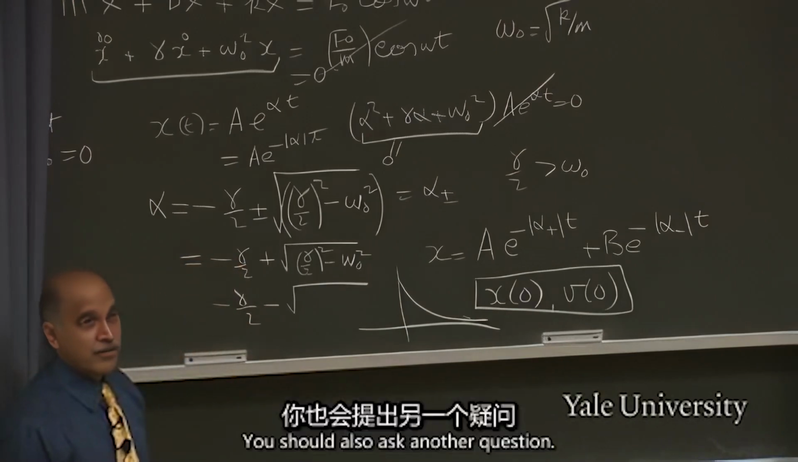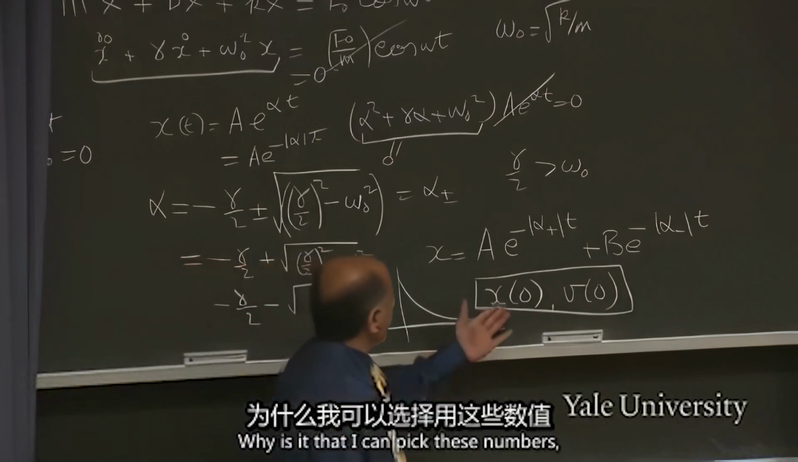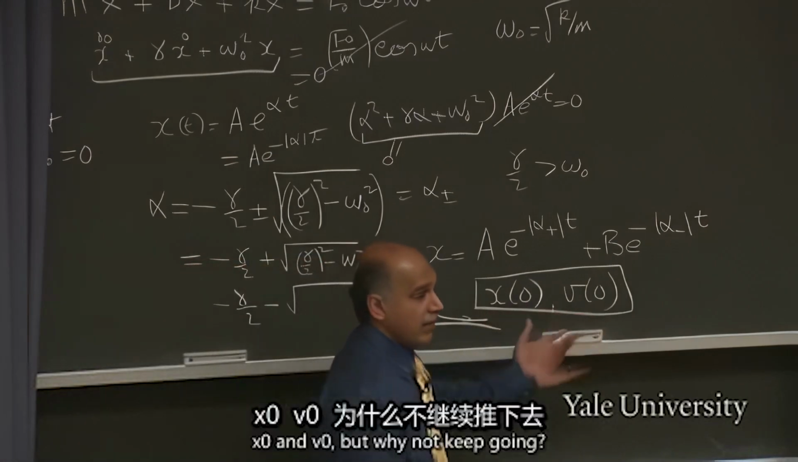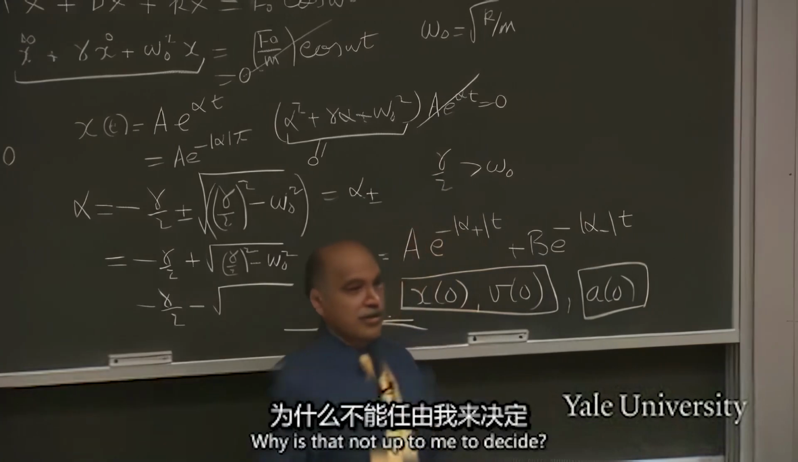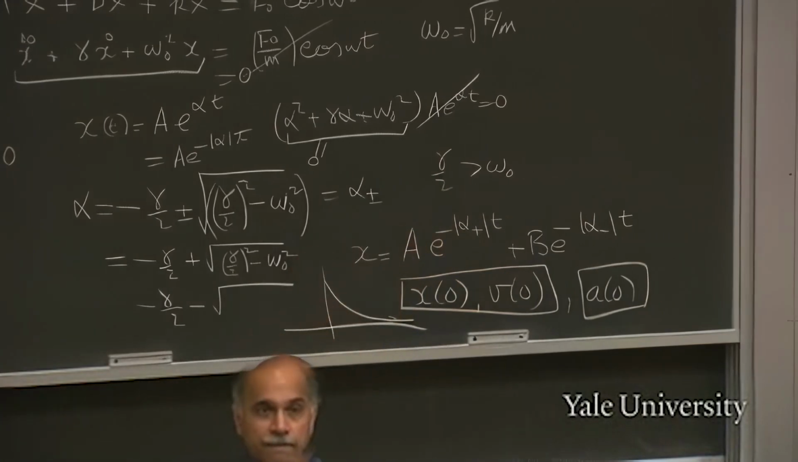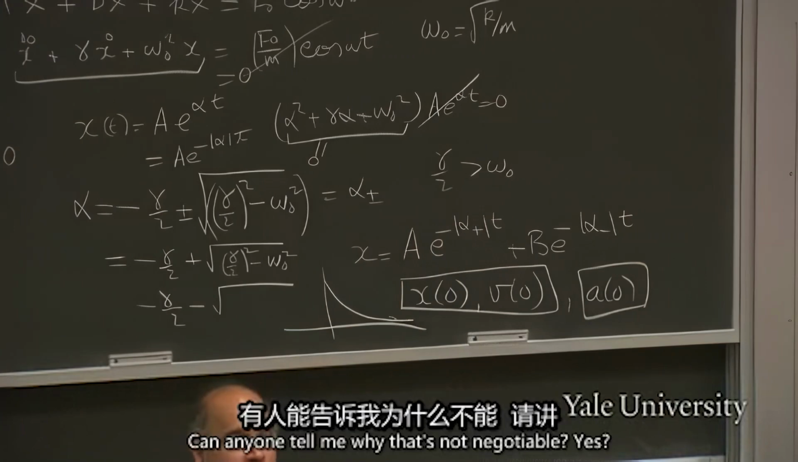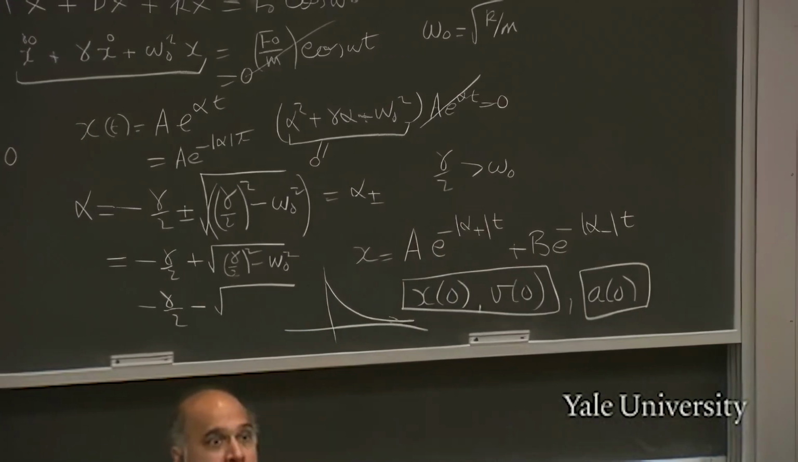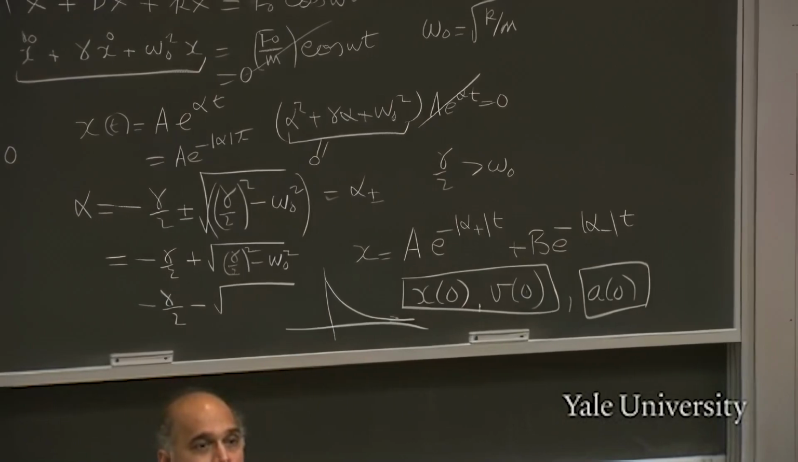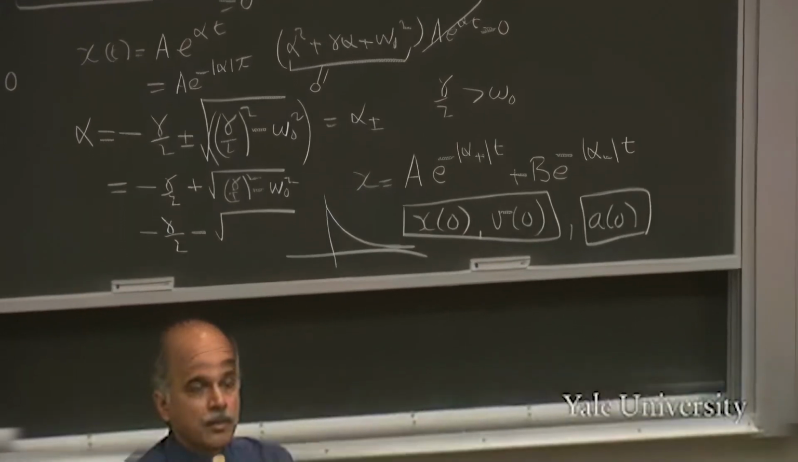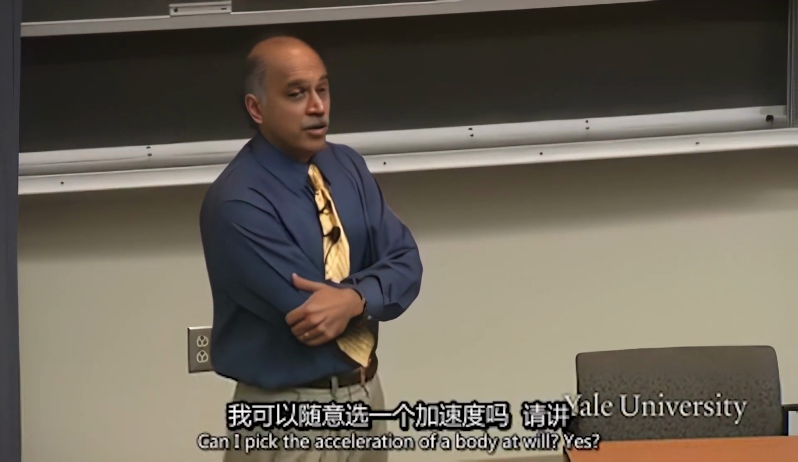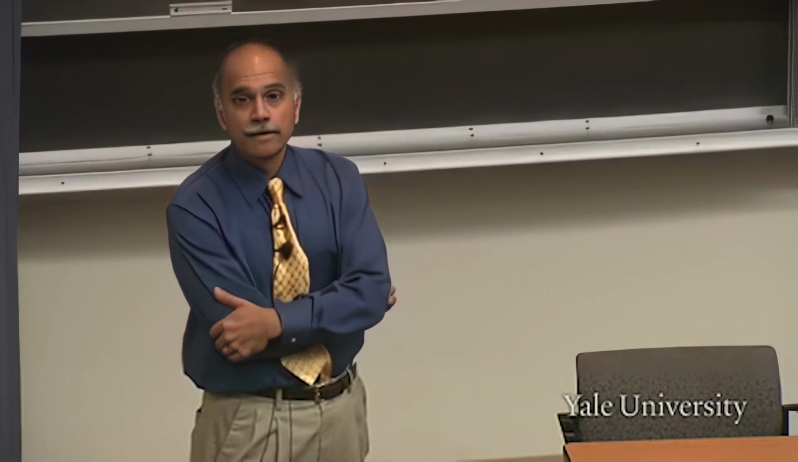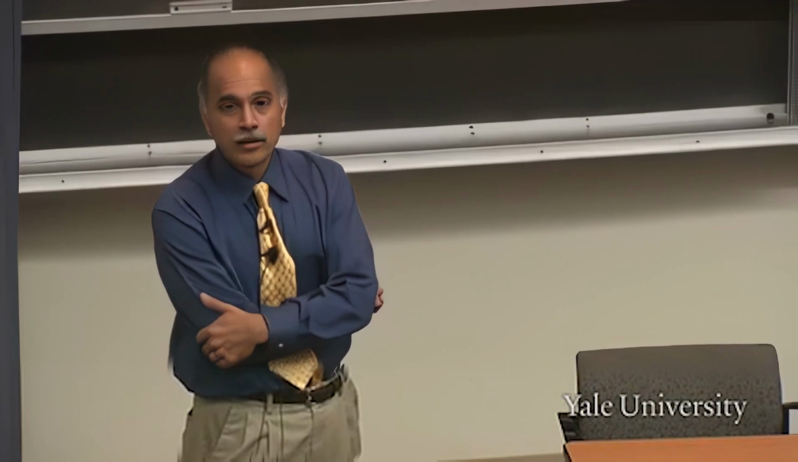You should also ask another question. Why is it that I can pick these numbers, x naught and v naught, but why not keep going? Maybe the acceleration at time 0 is some number. Why is that not up to me to decide? Can anyone tell me why that's not negotiable? Yes? The acceleration is not a free parameter because it depends upon what? Can I pick the acceleration of a body at will? Yes? F sub 0 is part of the original equation. So that tells you what the initial acceleration is.